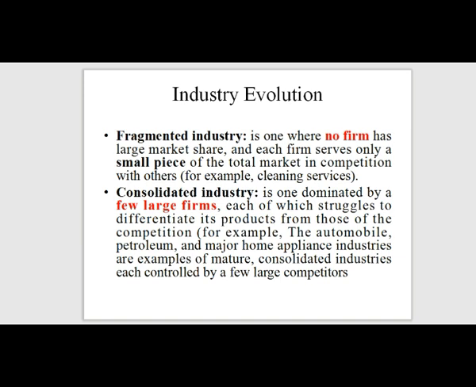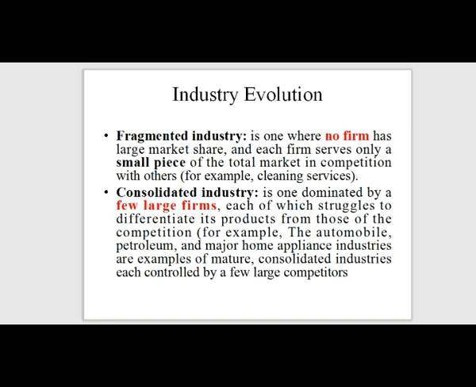Industry evolution. Fragmented industry. These were some words that we used initially: fragmented and consolidated. Let's see what they mean. A fragmented industry is one where no firm has a large market share. Each firm serves only a small piece of the total market in competition with others. For example, the dry cleaning service or even the garment industry in Peshawar.